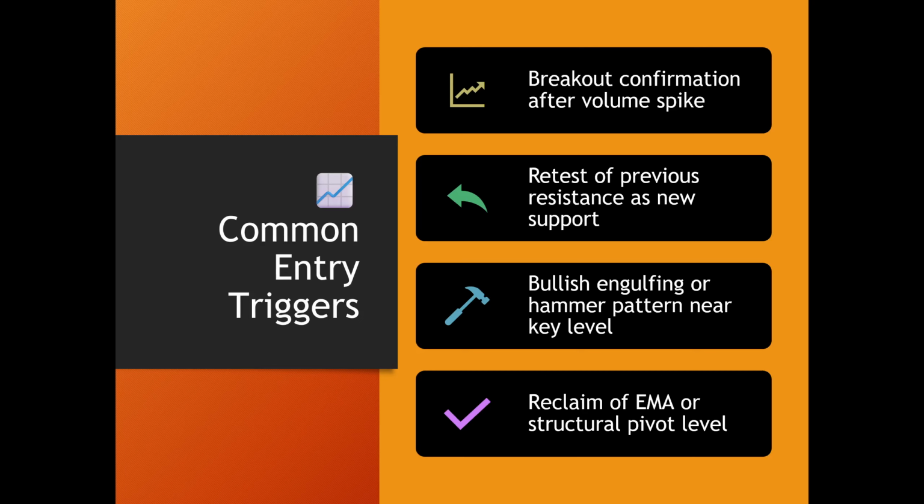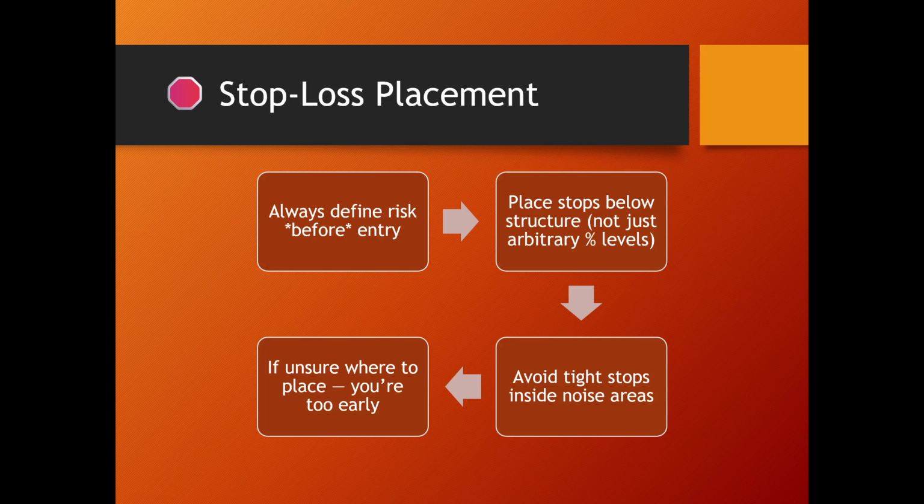Retesting of previous resistances as new support, so a classic breakout retest pattern, or bullish engulfing or hammer patterns near key levels, and reclaiming an EMA or structural pivot in the direction of the trend. The idea is that your entry isn't random, it's tied to a specific repeatable trigger you can describe in one sentence.